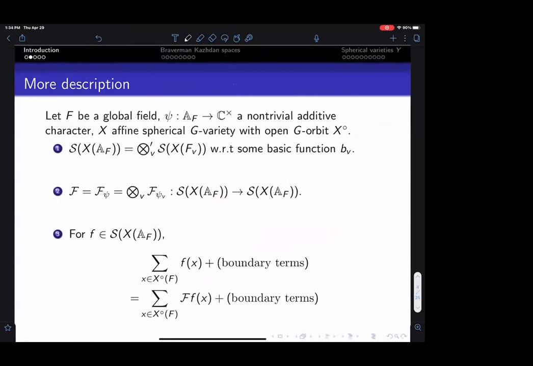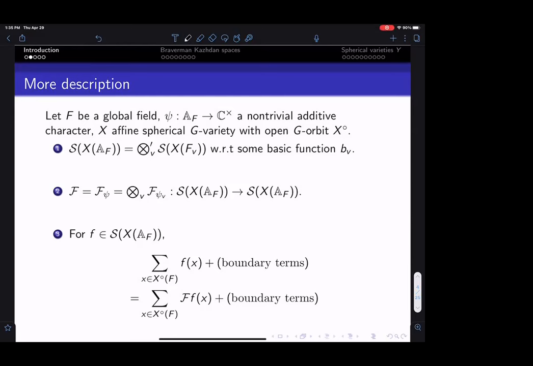To be more precise, now I will let F be a global field, and we'll fix a non-trivial additive character and let X be an affine spherical G-variety. We'll let X° denote the open G-orbit. Then the notion of Schwartz space should be defined locally. So it should be a restricted tensor product of the Schwartz functions at each place, and it's taken with respect to some basic functions.